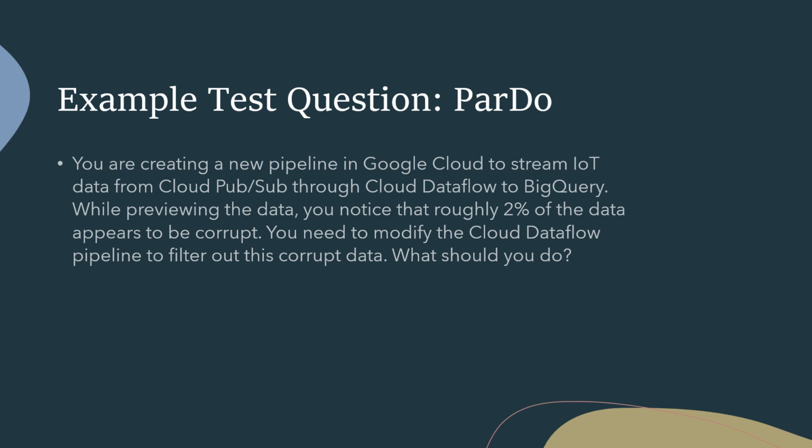What should you do? All right, so what are some key details here that might help us? We did just learn that the ParDo transform can be used to consider each element in a PCollection and to either output that element in a new collection or to discard it. And that it can be used to filter out data. So our answer is to add a ParDo transform in the Cloud Dataflow pipeline to discard corrupt elements.